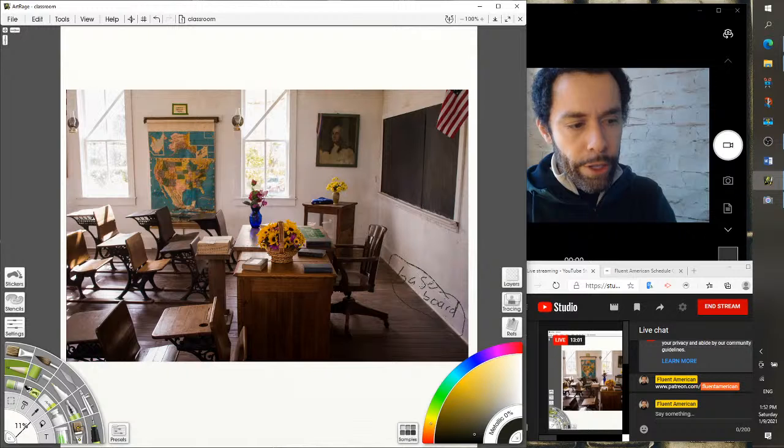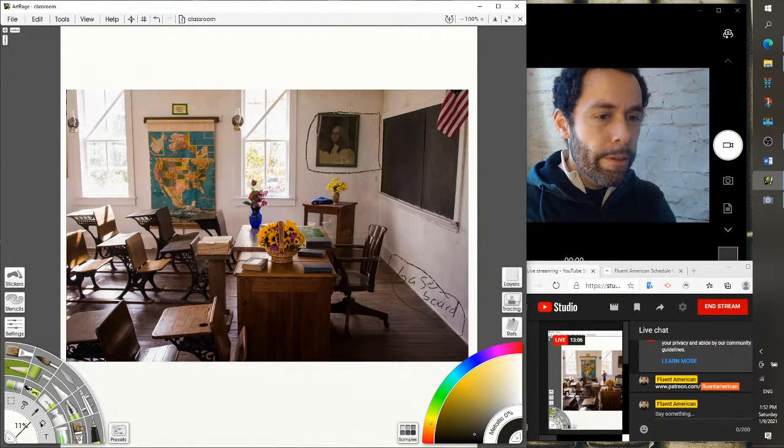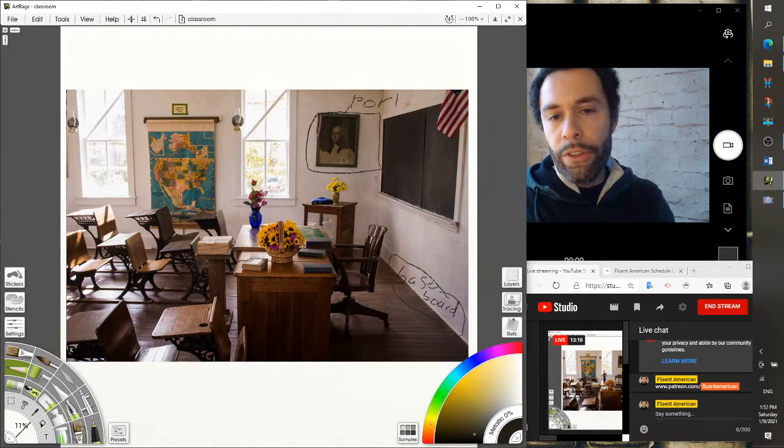Some other little things that we can see, for instance, up here. They'll have different decorations and things. Specifically, this is a portrait.